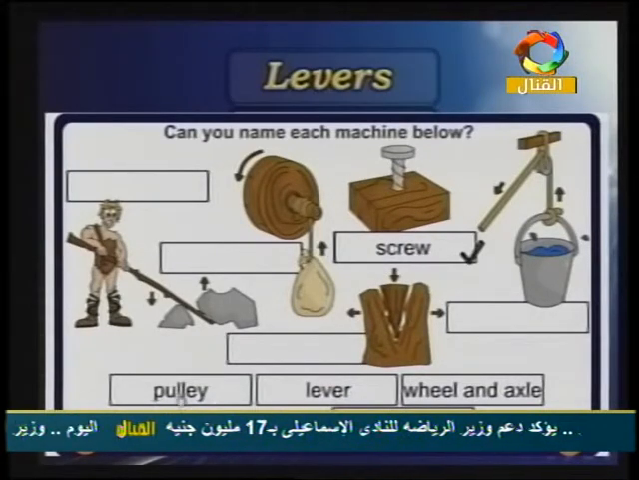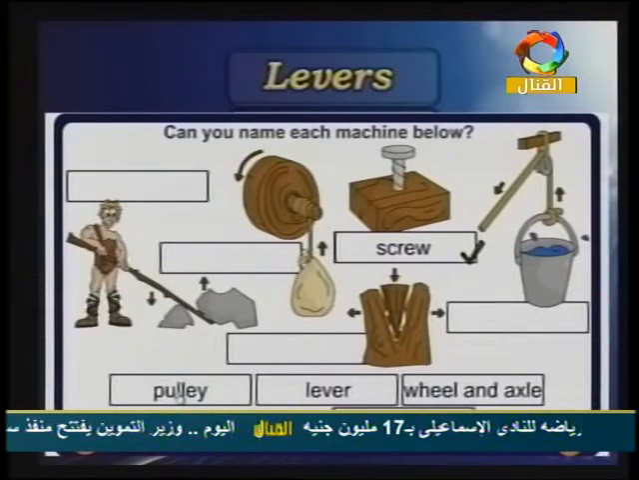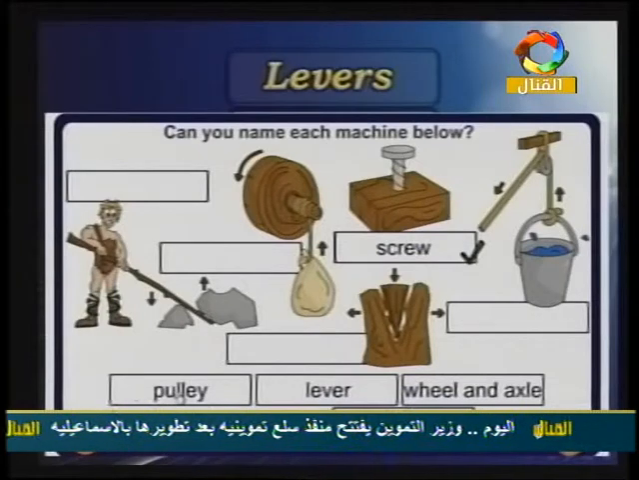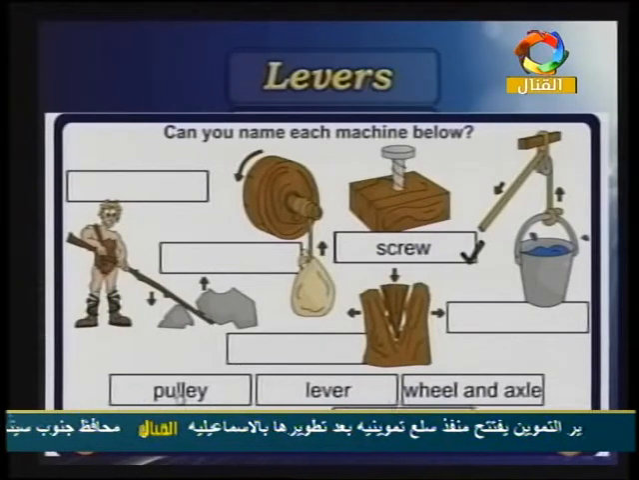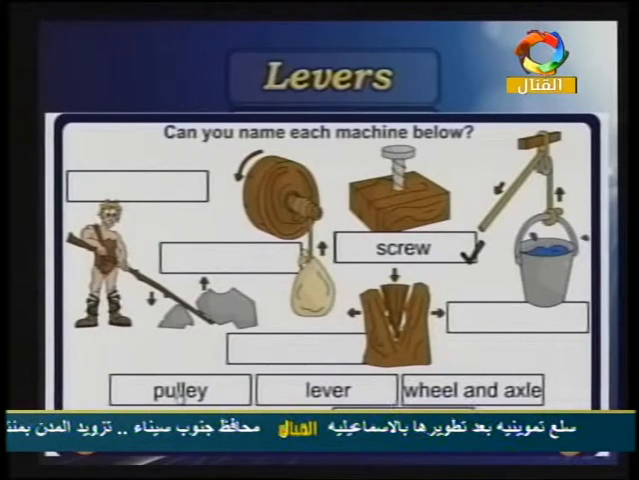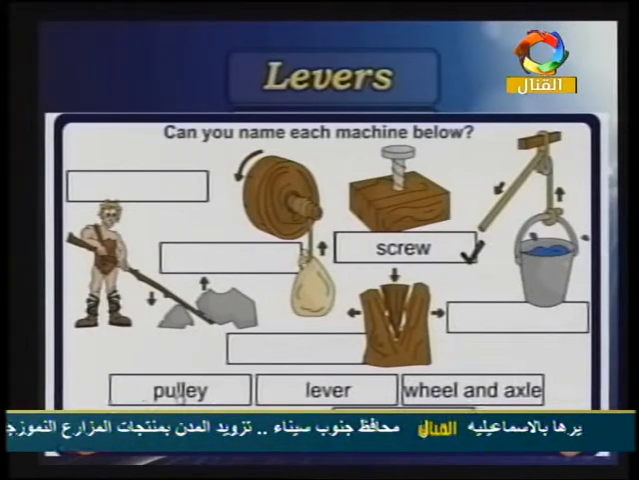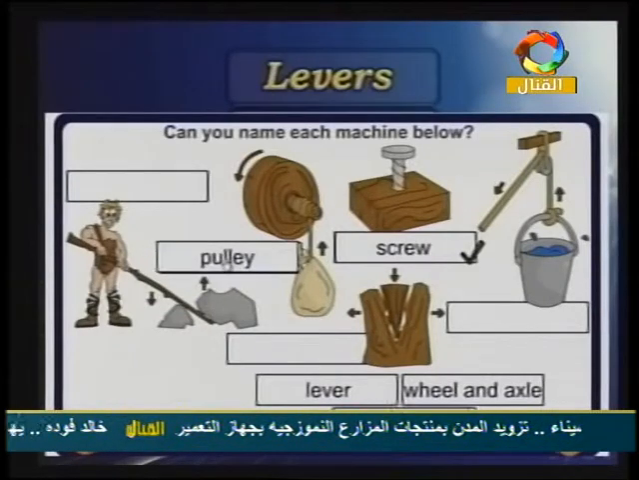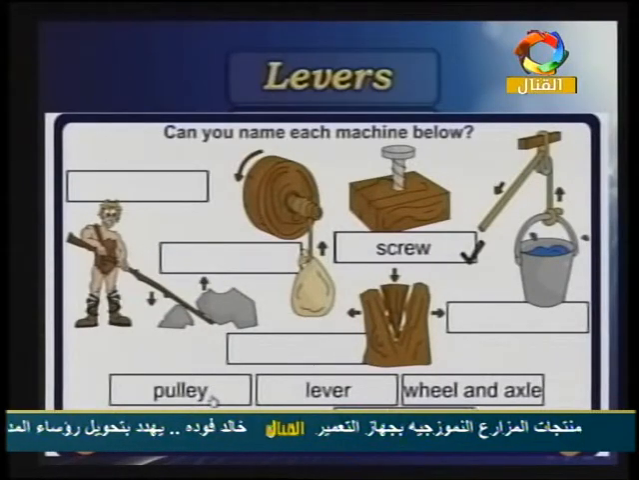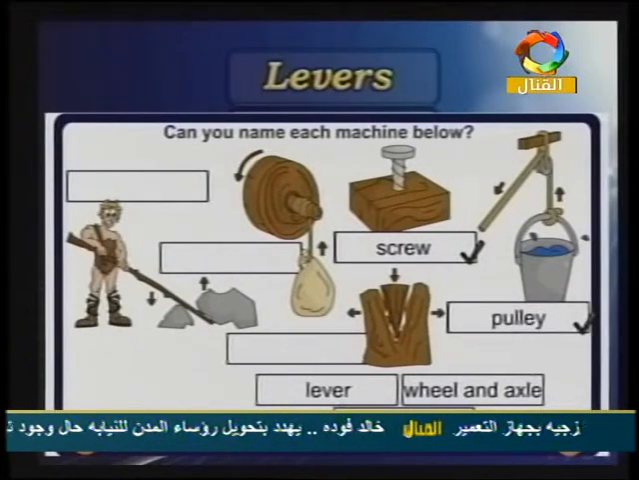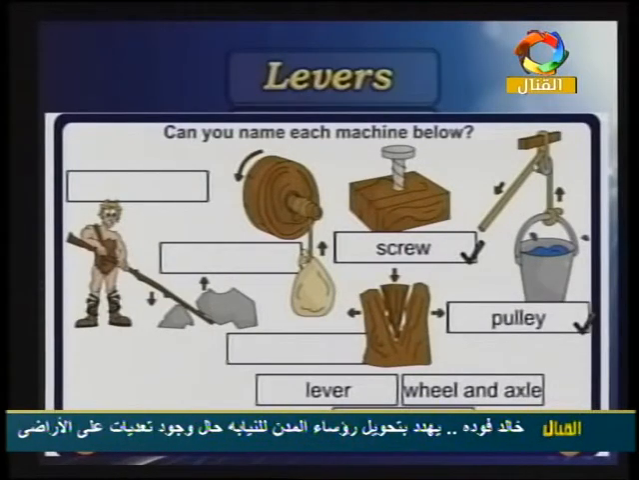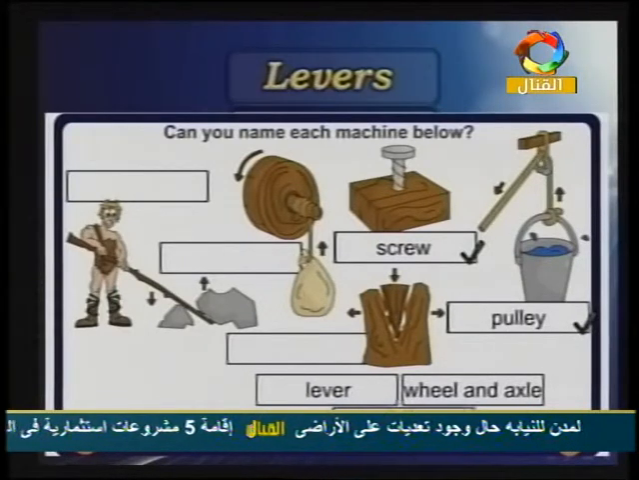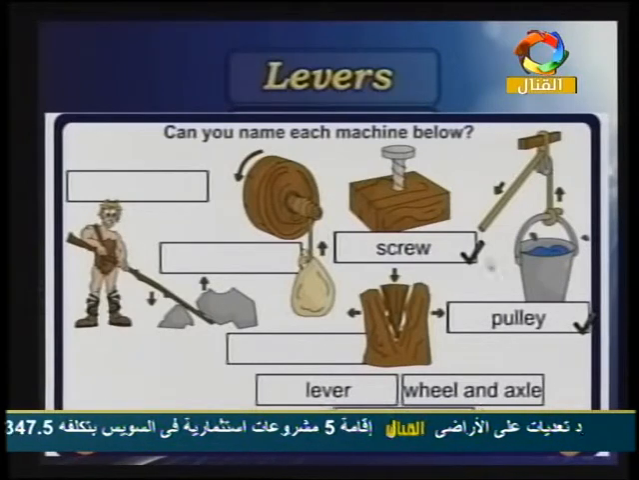So which one is the pulley? Pulley means one type of simple machines. It helps us to carry the flag on its road. So we have the pulley here. Which one is pulley here? Pulley is here, right? Why? Because this is the pulley. Pulley means a metal part that is used to carry anything up.